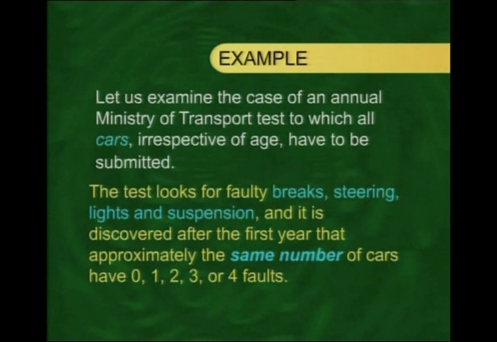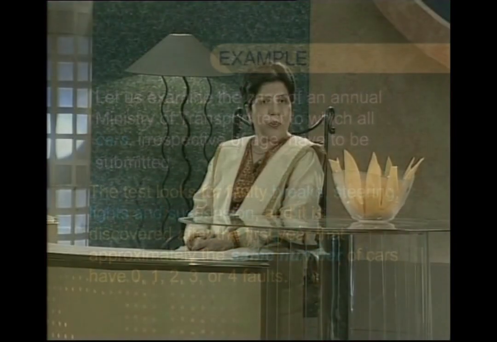Let us apply this concept to the example of the Ministry of Transport test to which all the cars are required to be submitted. As you now see on the slide, our example was that we are examining the case of an annual Ministry of Transport test to which all cars, irrespective of age, have to be submitted. The test looks for faulty brakes, steering, lights, and suspension. And it is discovered after the first year that approximately the same number of cars have 0, 1, 2, 3, or 4 faults. Students, aapko yakeenan ye problem, ye example yaad aa gaya hoga.